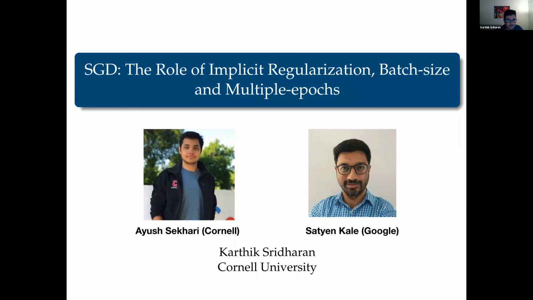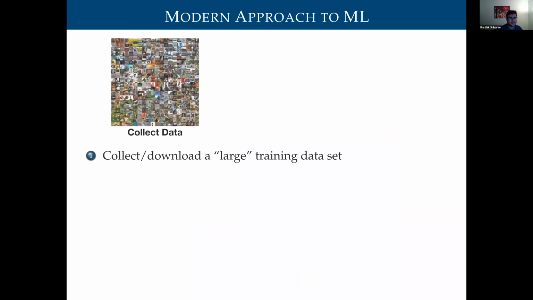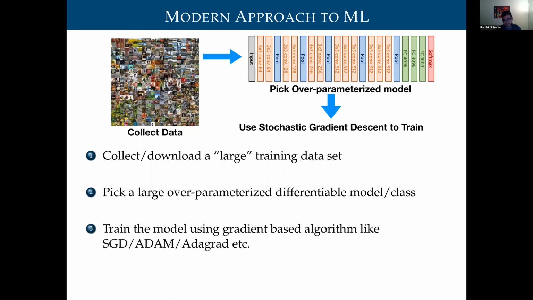So the modern approach to machine learning today is the following. You collect a large training data set, or more often you download a large training data set. And once you do this, you pick your favorite model. It's typically a large, highly over-parameterized, many-millions-of-parameter deep learning model or some other model that you like. And then what you do is you pick a simple algorithm.